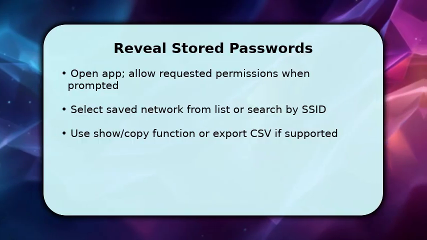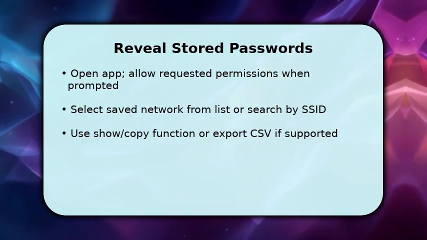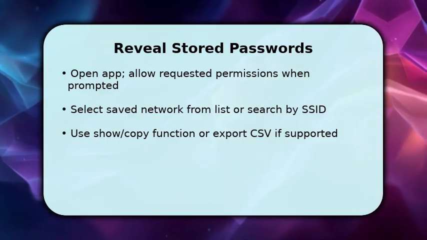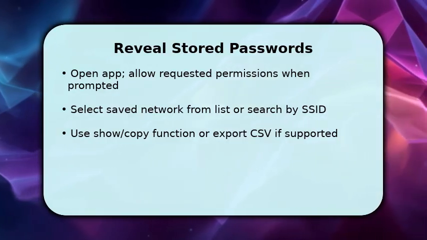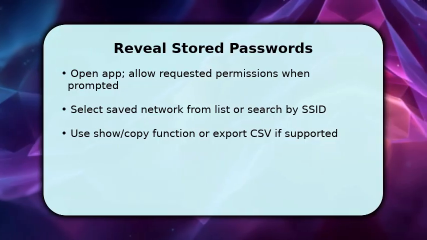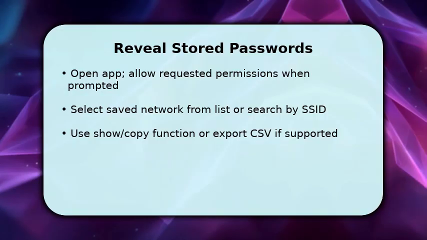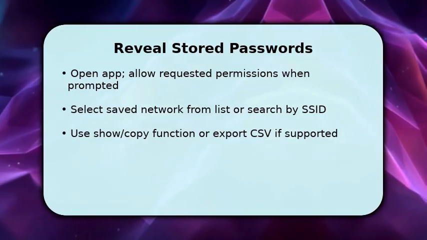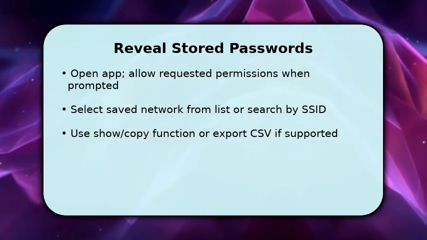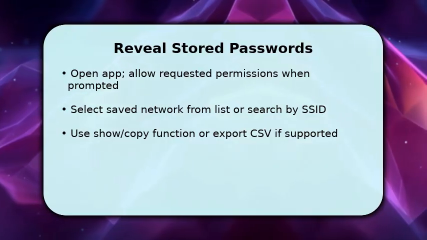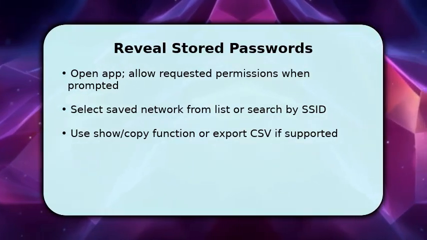Next, scan the displayed list or use search to find the target network by SSID because many devices store dozens of entries. Tap the network entry to reveal details. The app usually shows masked text, so you must tap Show or enter your device PIN to unmask. Finally, copy the password or export it as CSV if you need to move credentials securely.